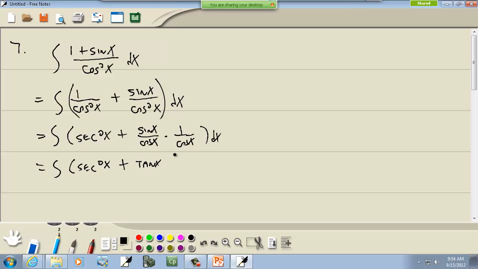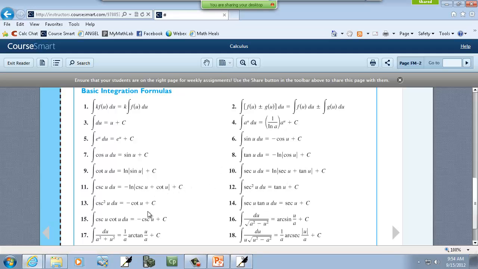So here we have tangent x, secant x dx. Tangent x, secant x. Sure enough. See, I didn't see that in class. I was doing it the hard way. Somebody said, hey, you've got a formula for that.